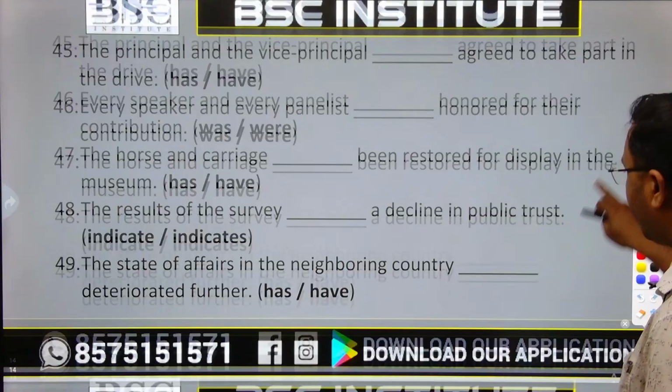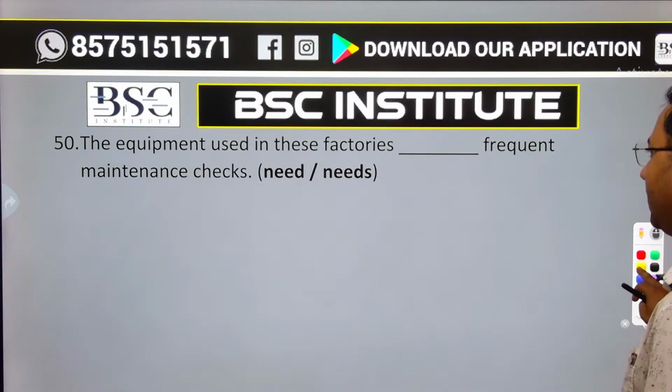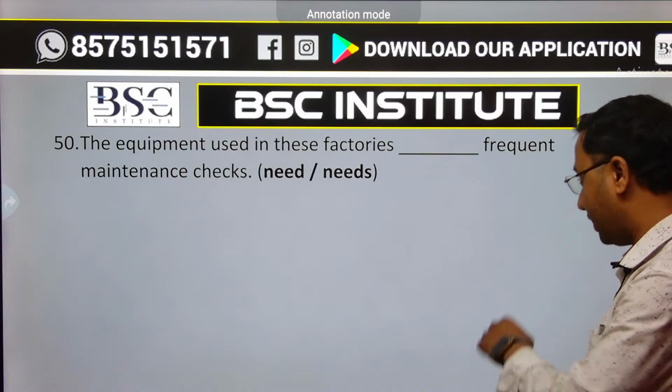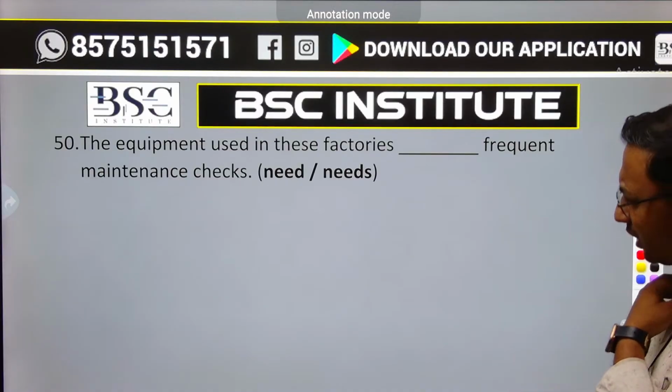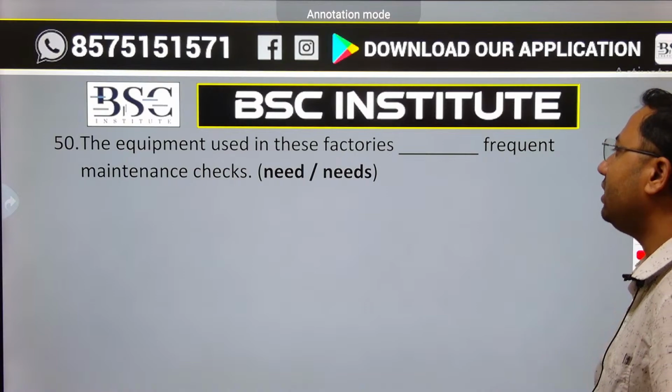Next, the equipment used in these factories dash frequent maintenance checks. Sorry, I am sorry. Okay, it says the equipment used in these factories dash frequent maintenance checks.